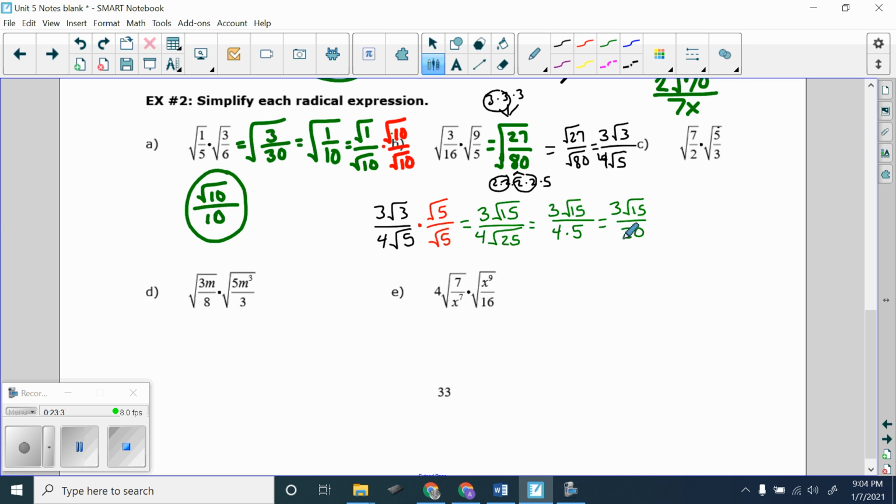Well, let's make sure it's the final answer. Can I simplify anything that is out? 3 and 20 do not simplify, so that's it. Go ahead and try this last one.